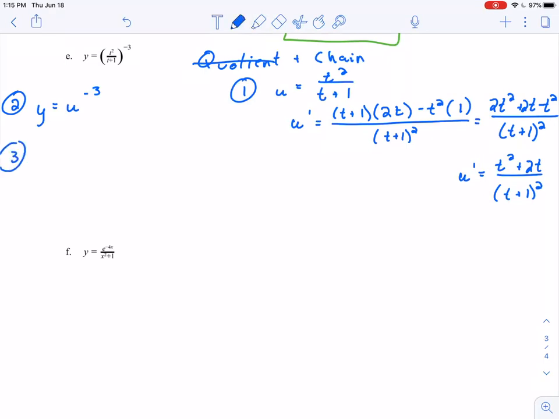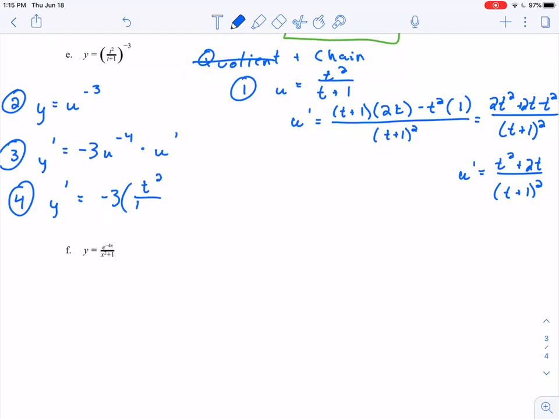So my third step, I'm going to take the derivative of this. So y prime is negative 3 times u to the negative 4th power. But we're using the chain rule here, so we need to remember to multiply by that u prime. So my fourth step then, y prime is equal to negative 3 times u. Well, what is u? u is t squared divided by t plus 1, to the negative 4th power, times u prime. That's going to be t squared plus 2t divided by (t plus 1) quantity squared.